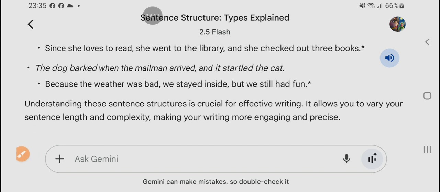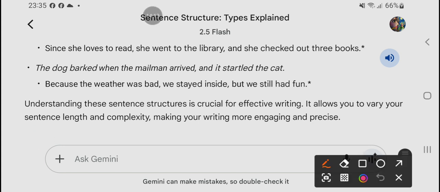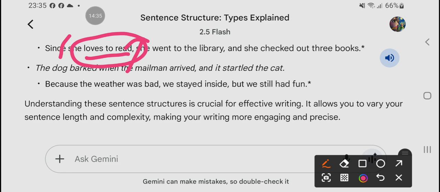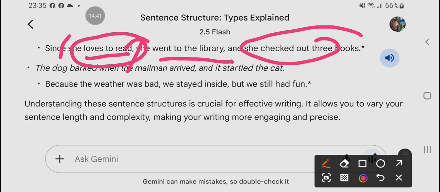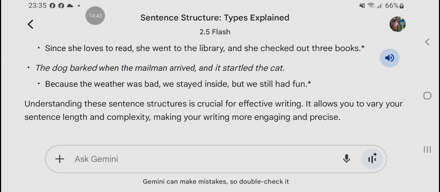Since she loves to read, she went to the library, right? And she checked out 3 books. So loves to read, that's a reason. Went to the library, then she checked out 3 books. So 3 things are together.